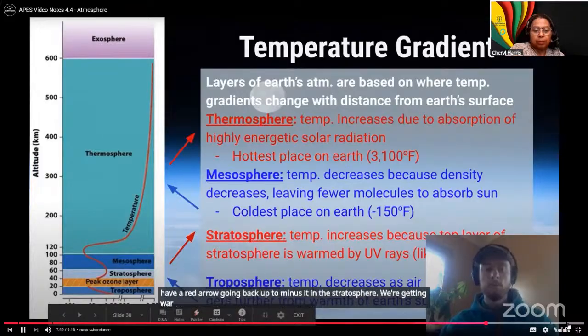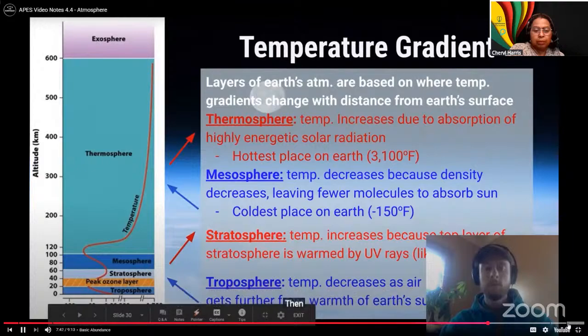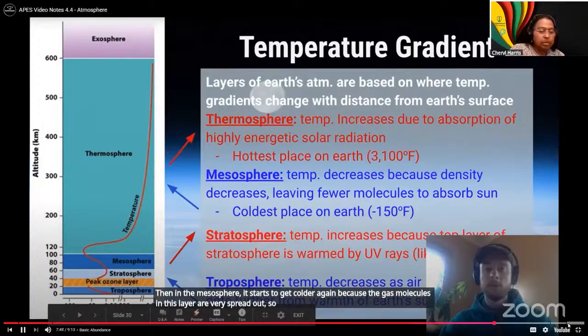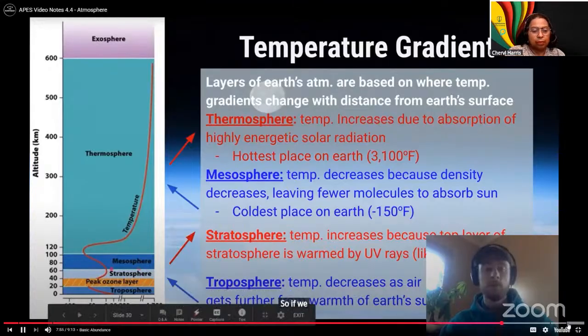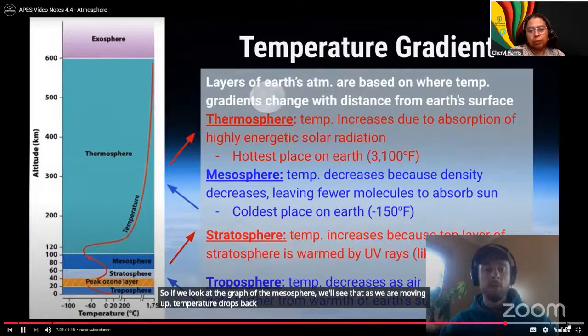Then in the mesosphere, it starts to get colder again because the gas molecules in this layer are very spread out. So they just really can't absorb much of the sun's energy very effectively, and so they can't heat up very much. If we look at the graph of the mesosphere, we'll see that as we are moving up, temperature drops back down, and we're going to actually reach a point called the mesopause, which is about the coldest temperature ever found on Earth. This is about negative 150 degrees Fahrenheit.